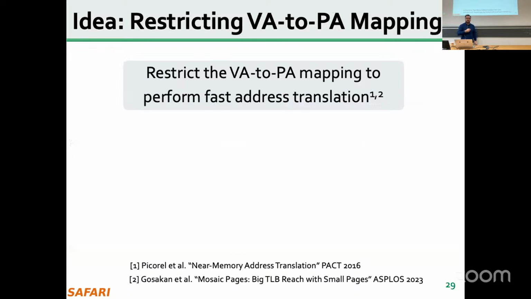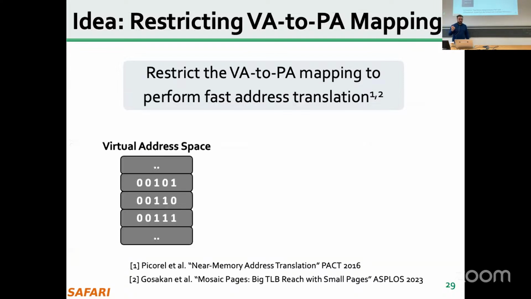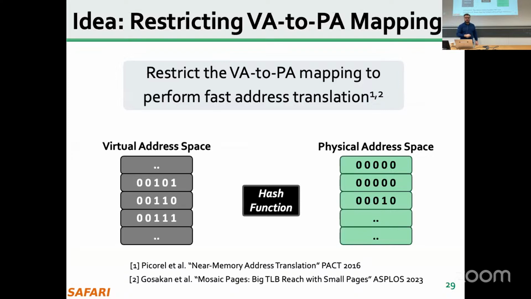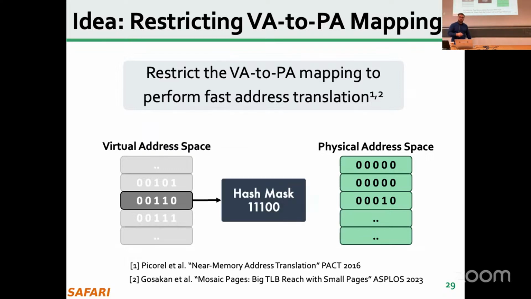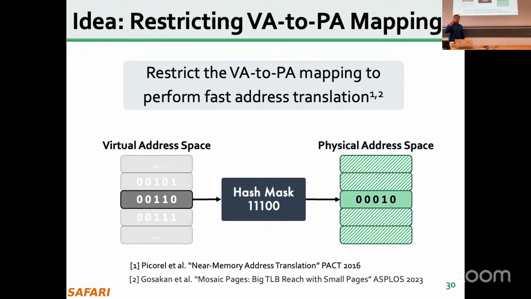So what is the idea behind this work? The idea is that, okay, we can restrict the virtual address to physical address mapping to perform very fast address translation. So we have a virtual address space and a physical address space, and we want to map, let's say, this page to the physical address space, to some physical page. So in this scenario, we do it through a hash function. Let's say we use this hash mask, and we map it only to a single physical page in this scenario. So what does this mean? That we can, using this hash function, simply take the virtual page number, hash it, and retrieve the physical page number.